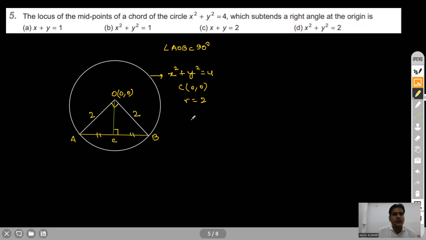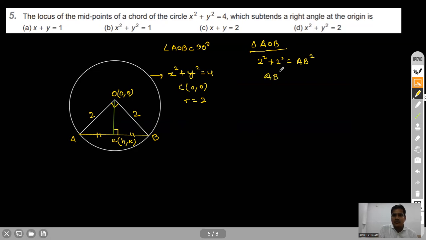Now what we need to find? We need to find the locus of the midpoint. This C is the midpoint of the chord. Let me assume its coordinates as h, k. We need to find the locus of the midpoint of the chord, which is subtending 90 degree at the origin. If you observe the bigger triangle AOB, this is a right angle triangle basically, where 2 square plus 2 square is equal to AB square, right?